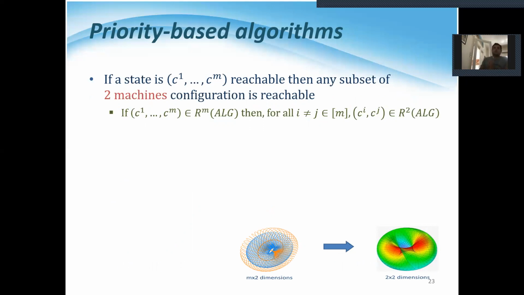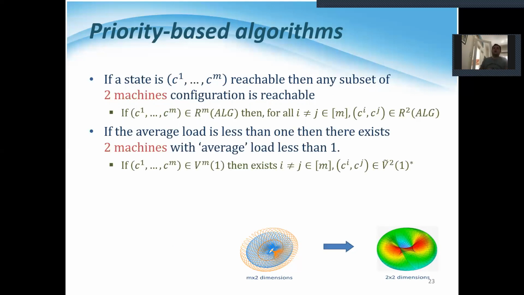So first we will show that if we reach a state, any subset of 2 machine configuration is reachable, if I just focus on the reachable space when I look at 2 machines. And second, I will prove that if the average load is less than 1, then there exist 2 critical bins with average load less than 1. Note that I need to extend the definition of average load. The regular definition is that if I multiply these 2 coordinates by half, I get something less than 1. But here I extend it to any weighted average.